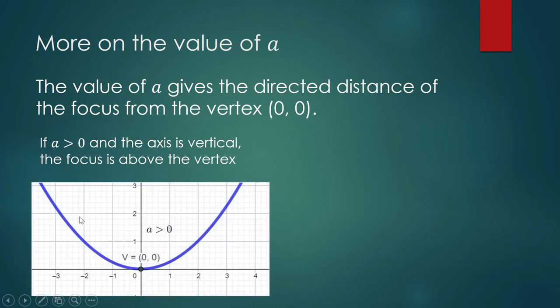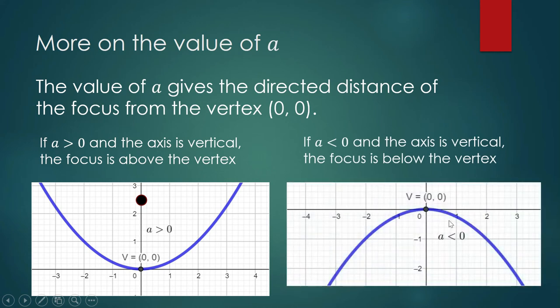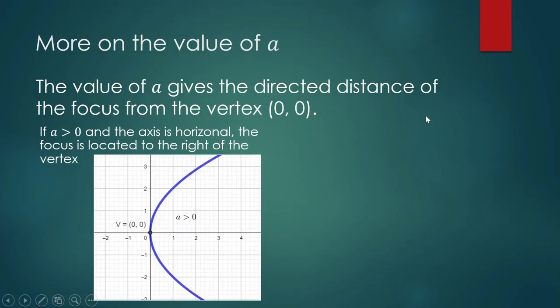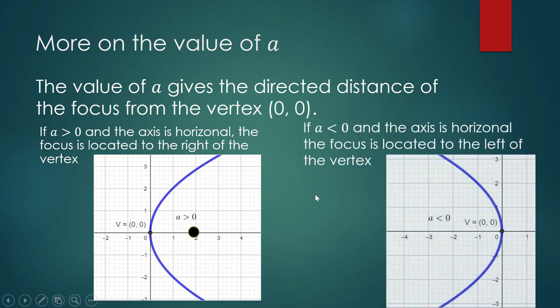So if our axis is vertical, if a is positive, then the focus is located above the vertex, in which case our parabola opens up. If a is less than 0, then the focus is located below the vertex and our parabola opens downward. Similarly, if our axis is horizontal and a is greater than 0, our focus is located to the right of our vertex and our parabola opens to the right. If a is negative, the focus is located to the left of our vertex, in which case our parabola opens to the left.